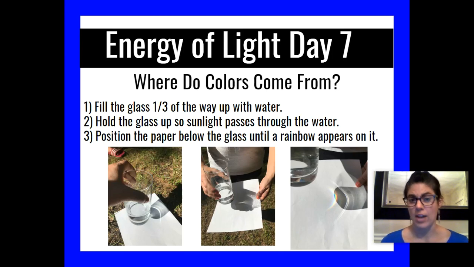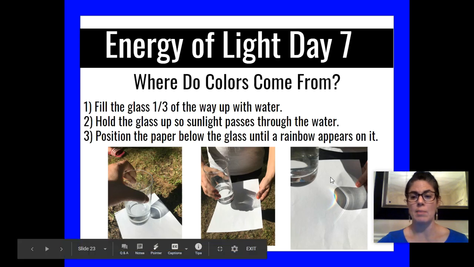water. Then you're going to hold the glass up so sunlight passes through the water. Then you're going to position the paper below the glass until a rainbow appears on it. So again, you can see me holding the glass, and then I'm moving the paper to see if I can find the rainbow. And you can see in this last image, there is a rainbow.